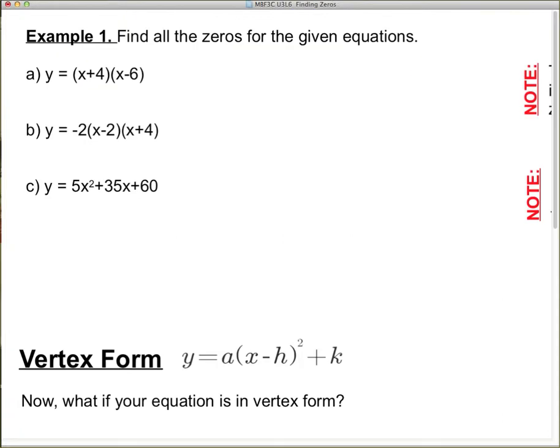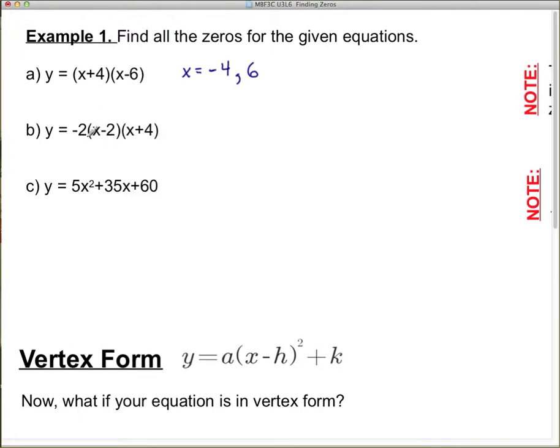So let's have a look at a few examples here. This says find all the zeros for the given equations. So remember, we're just canceling out what's already in the brackets. Here, I've got a positive 4 in the bracket. What do I have to stick in for x? Well, that's going to be a negative 4. And the second bracket, I've got a negative 6. To cancel that out, I need a positive 6.